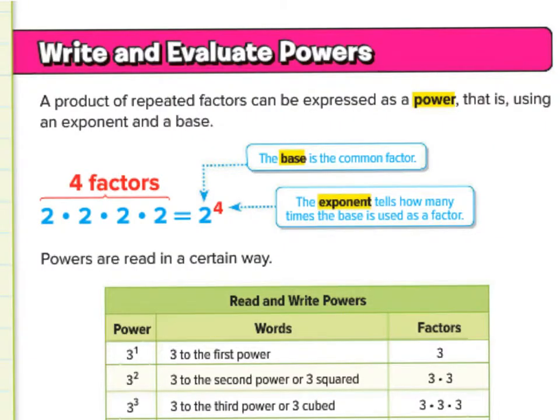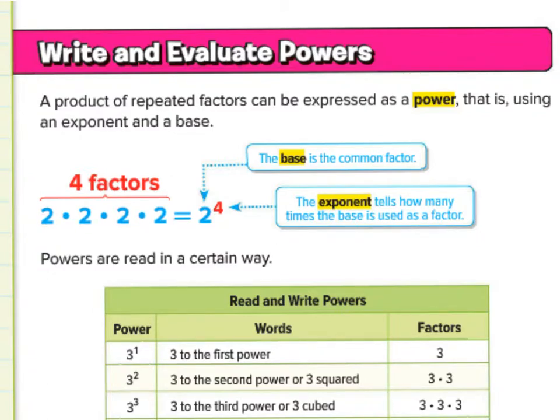So what you just witnessed was exponential growth, where a number continues to grow by the same exponent. That was an exponent of 2, because it continued to double. A product of repeated factors can be expressed as a power, that is, using an exponent and a base. Here we have 2 to the power of 4. 2 times 2 times 2 times 2.